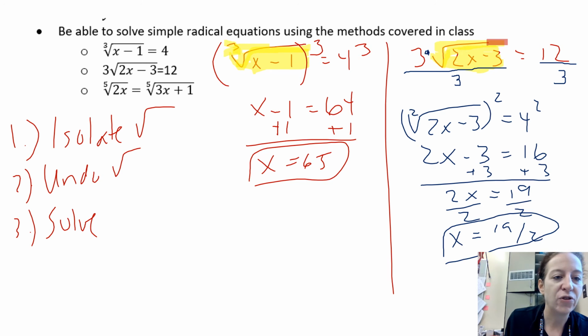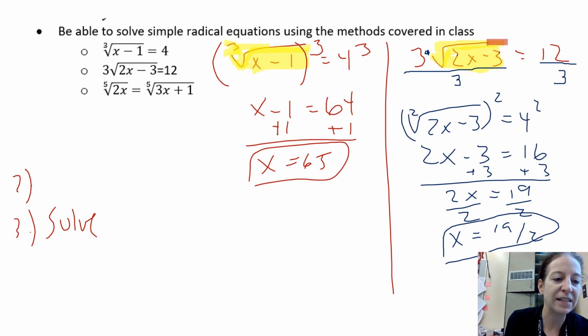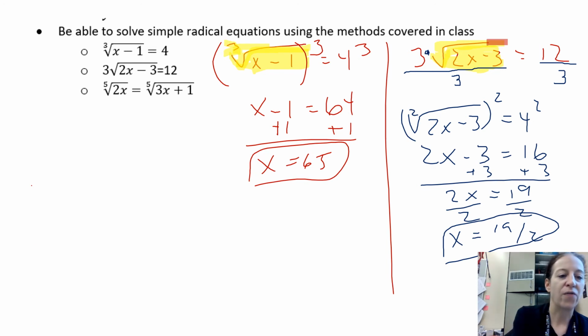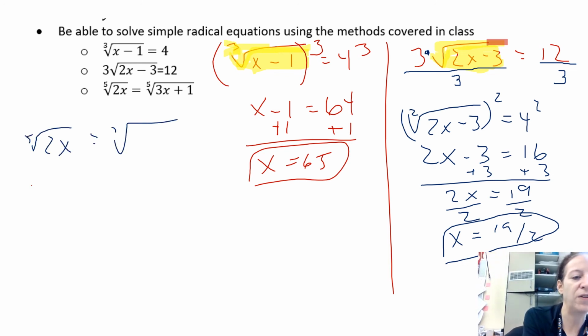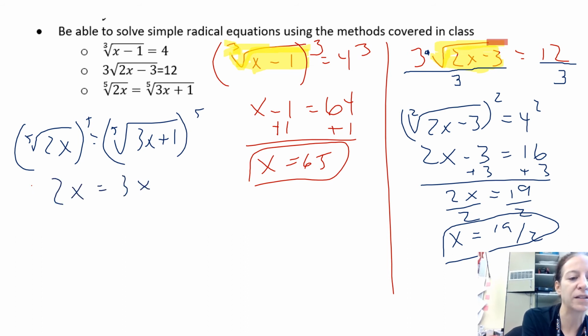All right, this last one involves 2 radicals, but if we look at that first step, isolate the radical means to get it by itself, and you'll notice that we do have a radical on the left and a radical on the right, but they are both actually isolated. So that brings us to that second step, which is just to undo. So if I have the 5th root of 2x and the 5th root of 3x plus 1, I can undo a 5th root by raising it to the 5th power. That'll give me 2x equals 3x plus 1.